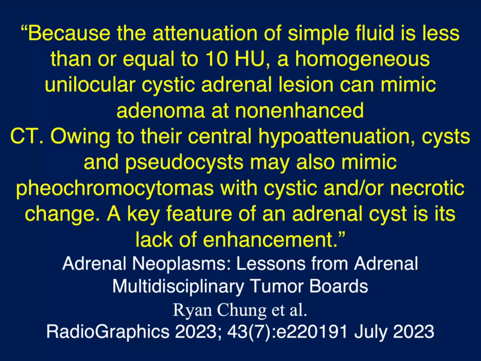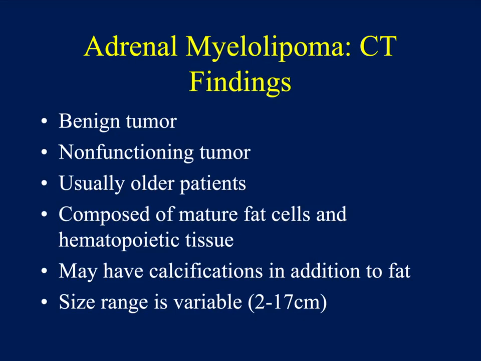Very important. In that same article by Chung, because the attenuation of simple fluid is less than or equal to 10 Hounsfield units, a homogeneous unilocular cystic adrenal lesion can mimic adenoma. Again, as I mentioned, mimicking adenoma is not a problem. They're both benign lesions. They talk about how cystic lesions can simulate cystic Mets or pheochromocytoma. I don't think that's the problem because with adrenal cysts, you're not going to have the thickened rim. When I show you examples of Mets or pheos that are cystic, they're irregular, there's thick walls. So in theory, there can be overlap. To me, in practice, there isn't any.